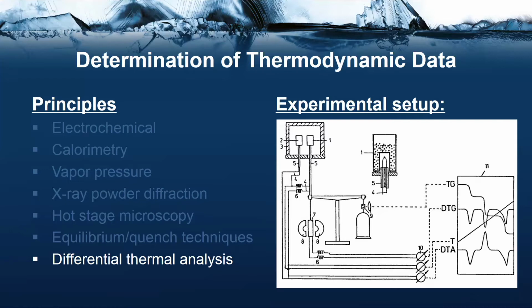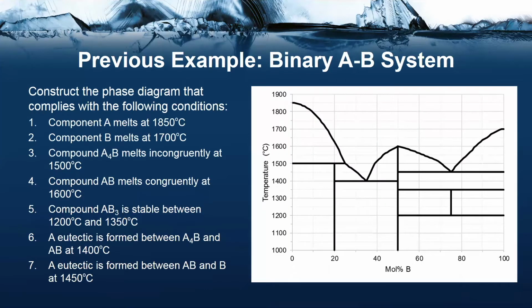Now that we have covered these different methods, we'll take a quick look at an example from a previous lecture. In the example, we were supposed to construct a hypothetical phase diagram that complied with these 7 criteria. So we had some melting of pure components, we had some melting of intermediate components, and we had some eutectic temperatures. The resulting hypothetical phase diagram is shown here.